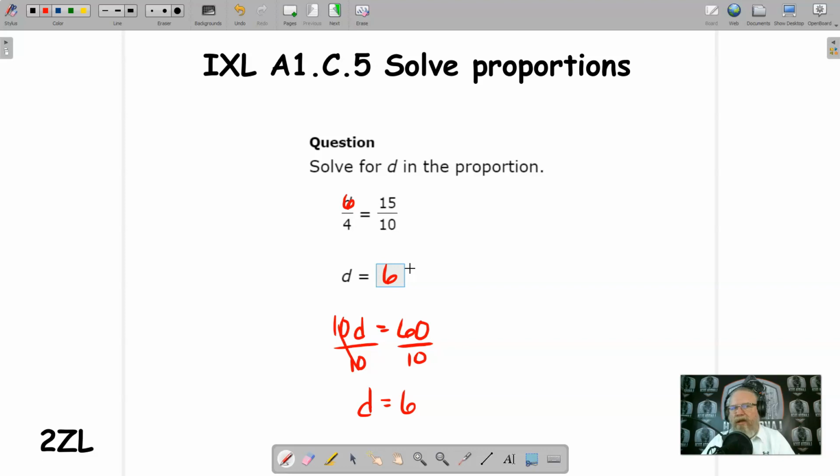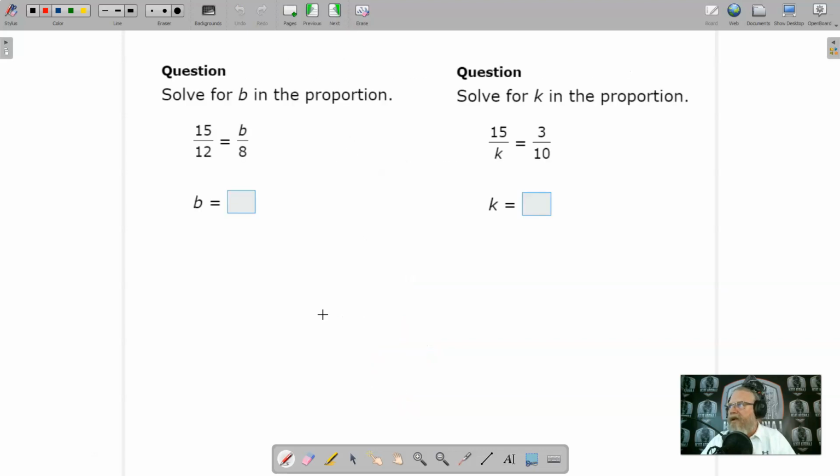So we're just going to do some cross products and end up with a one-step equation in which we can then divide by the number that's tied to the variable. Later on, we might get into some problems that involve the distributive property and that type of stuff, but we'll be okay. So let's move along.